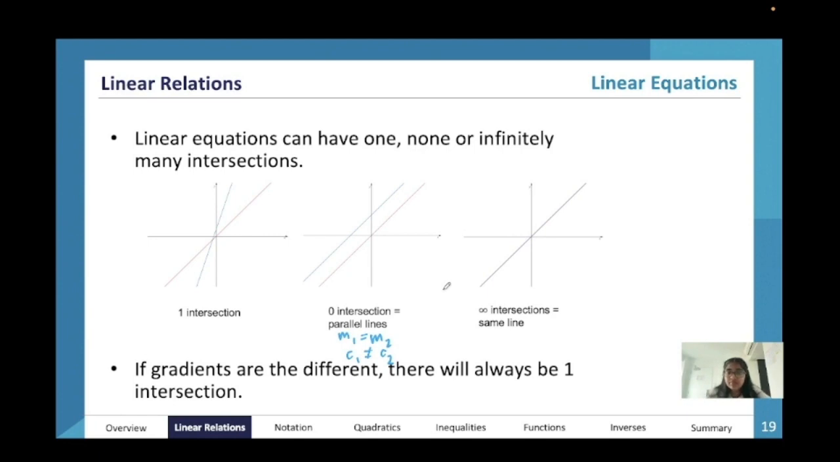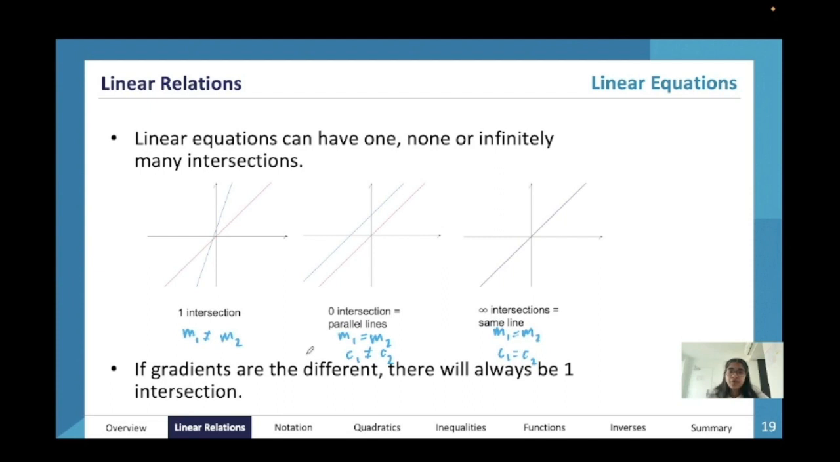Infinitely many intersections means you essentially have the same line. So here you've got m1 equals m2, c1 equals c2. That's basically the same line. For one intersection, you want m1 is not equal to m2. That's your condition here. If you have different gradients, there'll always be one intersection. If you have the same gradient but different y-intercepts, the lines will be parallel, and there'll be no intersection. And if you have infinitely many intersections, it means that those 2 lines are exactly the same. So the gradients are the same, and the y-intercepts are the same as well.